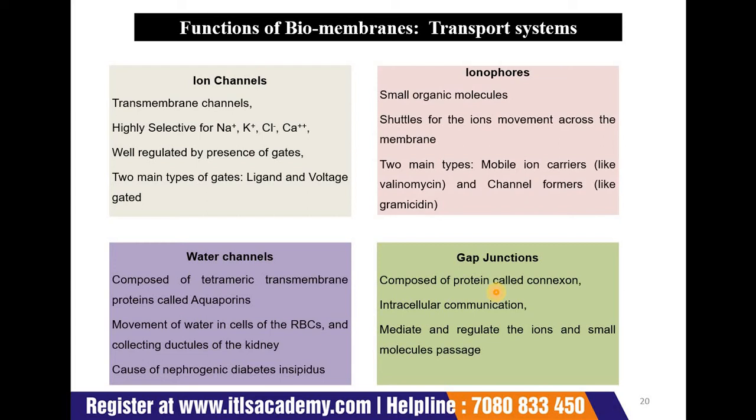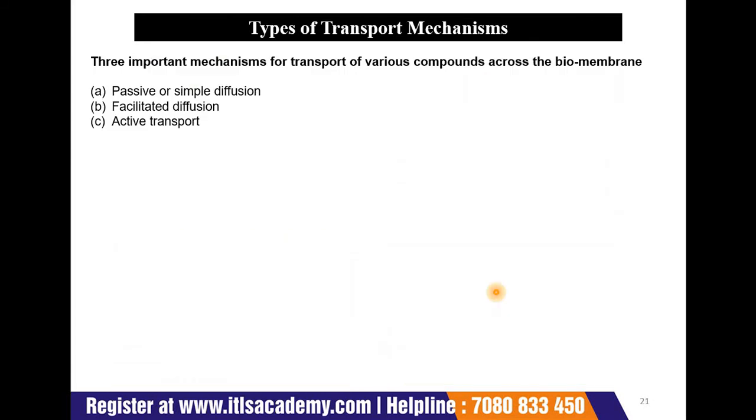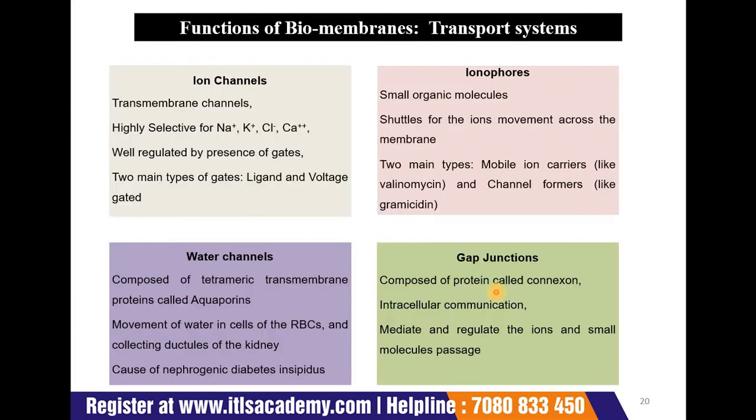for anion conductive channels and cation conductive channels, which are negatively charged. And within those channels we have an average diameter of certain nanometers. So for example, first, ion channels are transmembrane channels. These are very specific and highly selective for sodium, potassium, chloride and calcium. They are well regulated by the presence of gates, and there are two main types of gated ion channels, which are ligand gated and voltage gated channels.